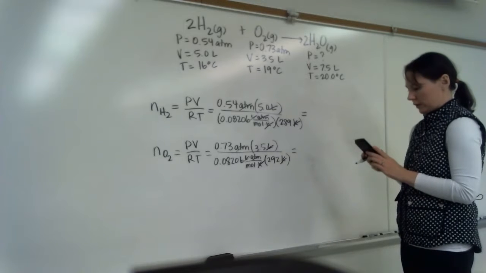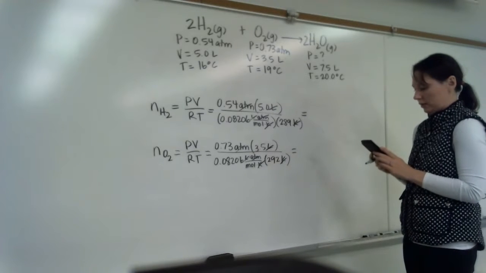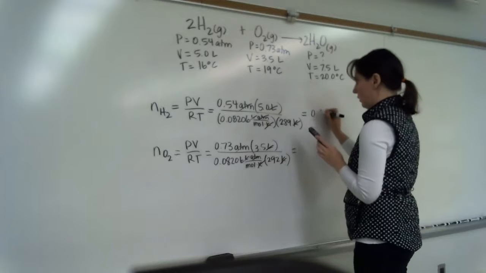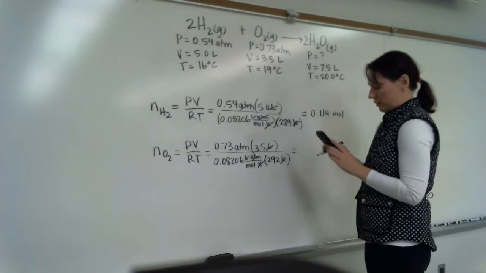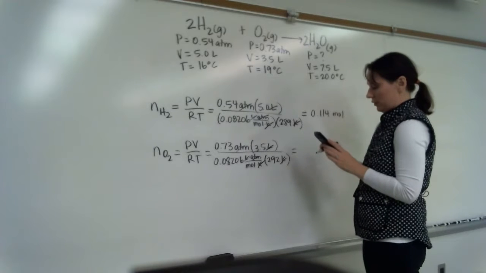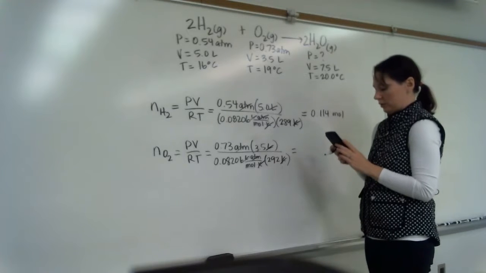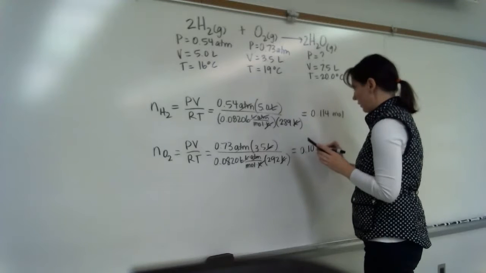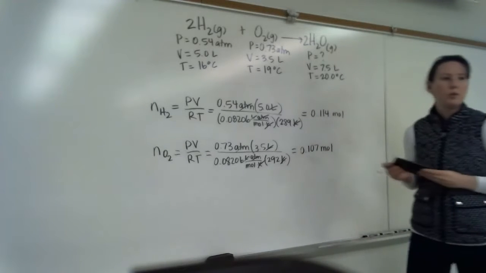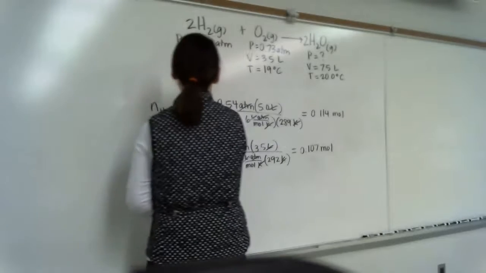0.54 times 5 divided by 0.08206 times 289. I got 0.114, and 0.73 times 3.5 divided by 0.08206 times 292. I got 0.107. Do we agree on those two numbers? Yes. All right, so let's move that information over here.